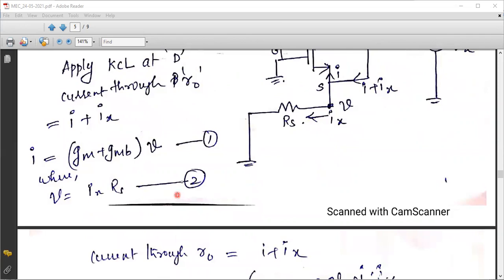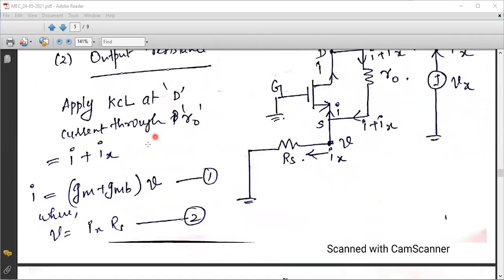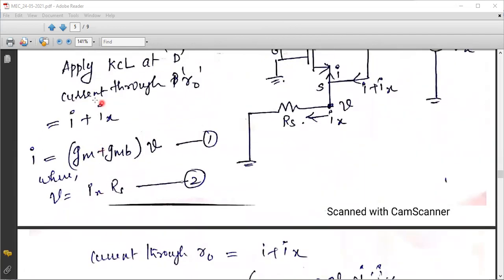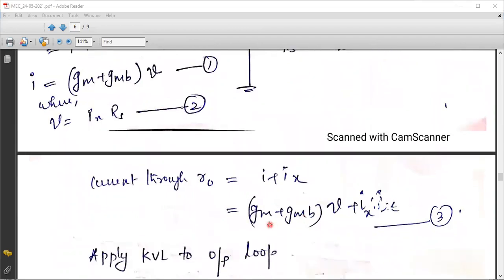Now substitute in equation number 1, I mean in this current I plus Ix. This is your total current through R0, that is I plus Ix. In this we will substitute the value of I, that is (Gm plus Gmb) into V, plus Ix. So this will be the total current passing through your R0. I have written I in terms of V. So this is your current passing through R0, equation number 3.